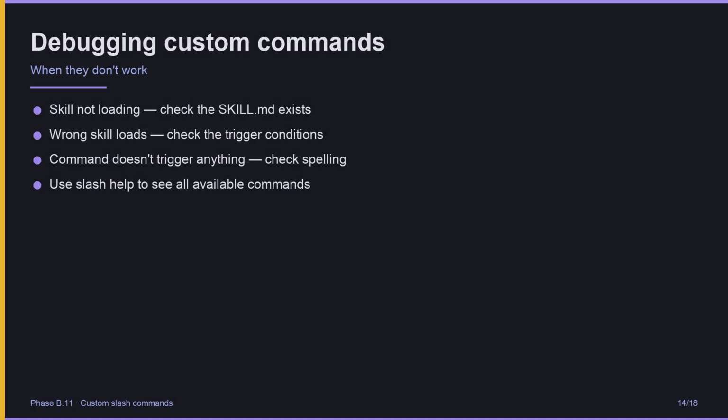Debugging custom commands. Skill not loading, check the skill.md file exists in the right place. Wrong skill loads, check the trigger conditions in the skill header. Command doesn't trigger anything, check spelling and that the skill file is valid. Use /help to see all available commands in your current context. If your command isn't listed, it's not being found. Most issues are file path problems.